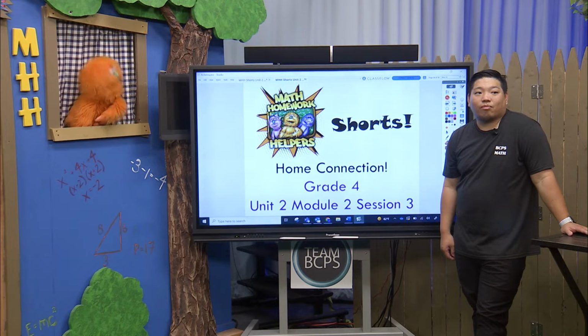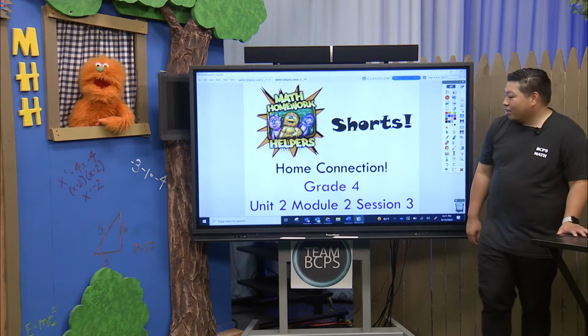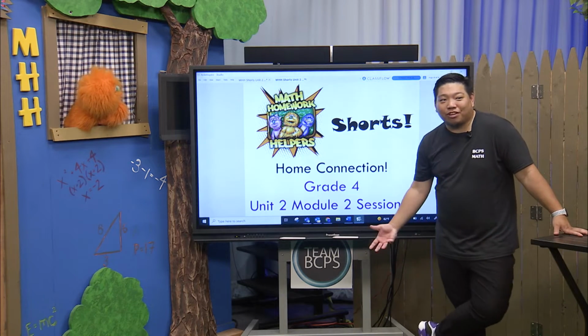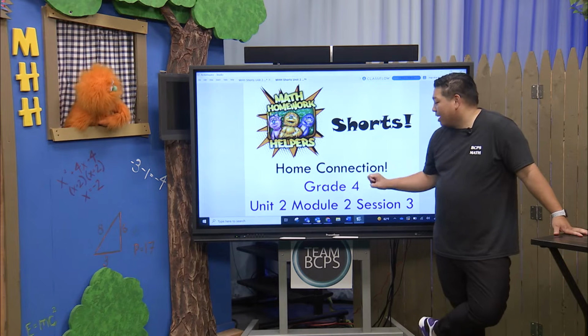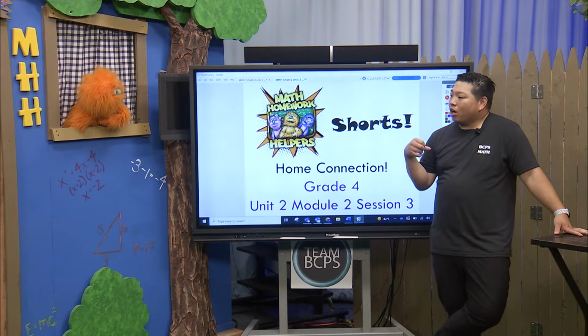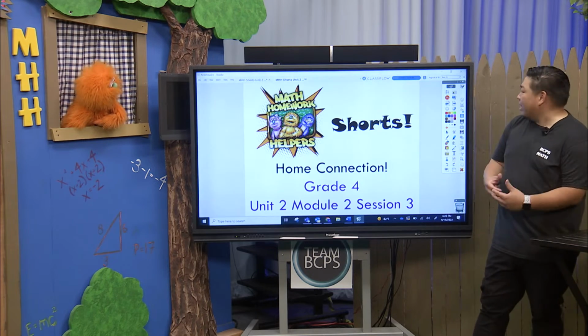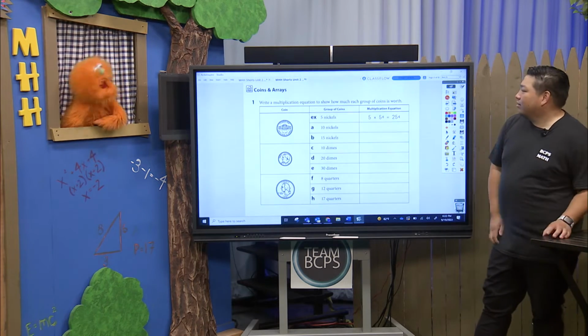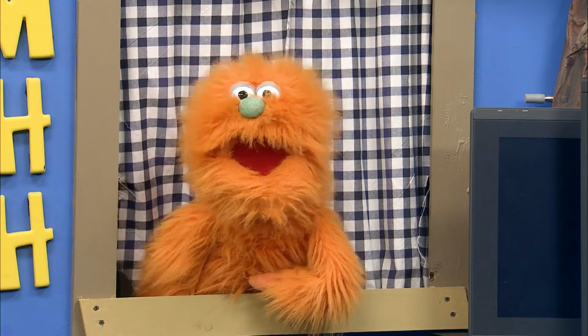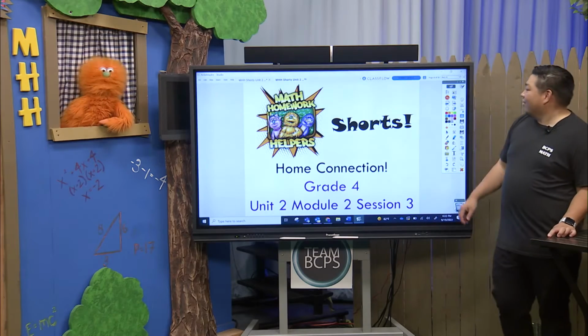And what do we got on the table today there, Mr. Tang? All right, so this week we're working with our 4th grade friends. Nice. And we're looking at home connections. Again, we're continuing to work on multi-digit multiplication, early division stuff. So we're kind of building up to that. Nice. Unit 2, Module 2, Session 3. There you go. Thanks again, Max.